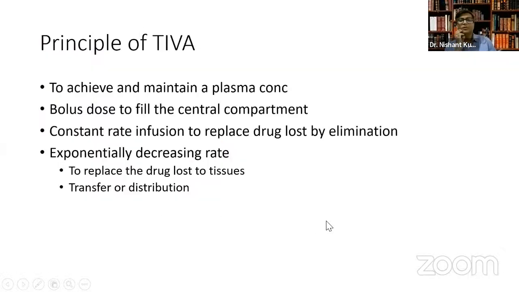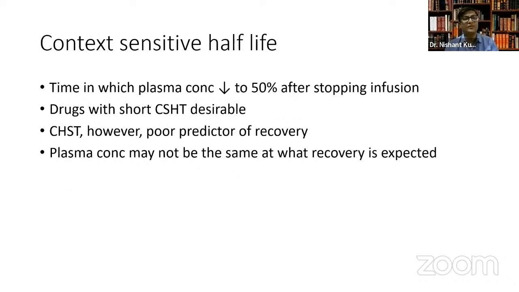Yeah. So we gave a bolus dose to fill the central compartment. There's a constant rate infusion to replace the drug loss by elimination. And then there's a transfer between the compartments. So we have a three compartment model. I'll be coming to it later. So there's an exponentially decreasing rate to replace the drug loss to the tissues because of transfer or distribution. So the principle is bolus, elimination, and transfer.